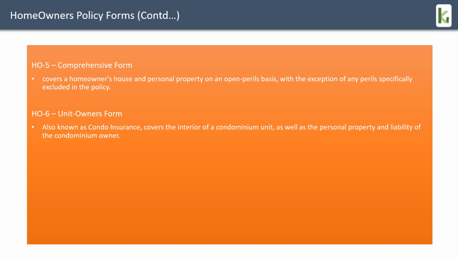Next is the HO8, that is the modified coverage form. It is also known as older home insurance. It covers an older home on a named perils basis. Now, this policy is designed for older homes and provides coverage on a named peril basis. It is similar to HO1 but specifically designed for older homes, which may have unique insurance needs.